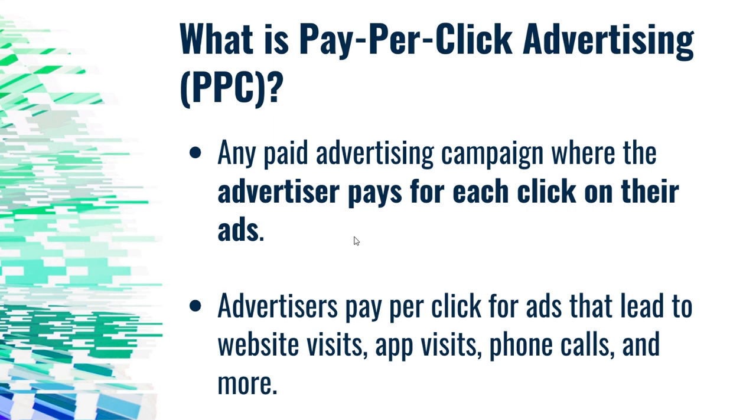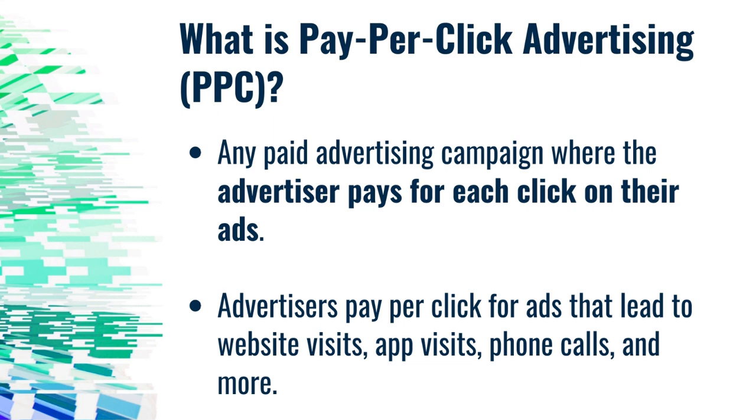What is pay-per-click advertising? Any paid advertising campaign where the advertiser pays for each click on their ads. So it's really exactly what it sounds like. You have an advertisement, someone clicks it, you're charged for that individual click. Now, the clicks could lead to website visits, app visits, app installs, or phone calls. So there's a lot of different things that you might pay for when it comes to a click. It could be someone getting directions to your business. All of those are different variations of paid advertising and PPC advertisements that advertisers can run for their business.